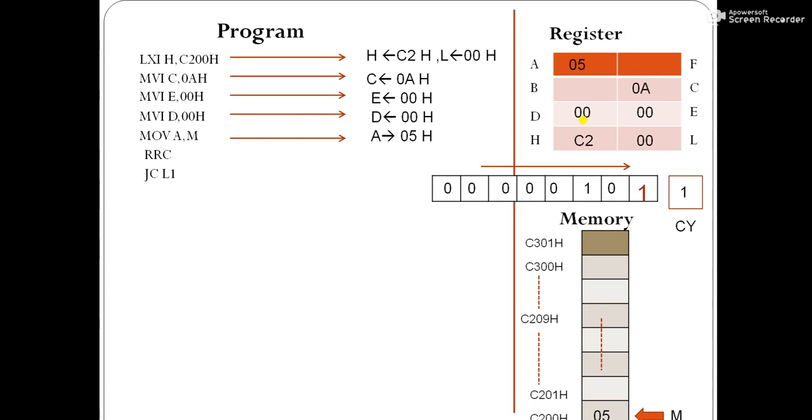So we have to increase the counter of odd numbers. We have taken register D for the odd numbers, and right now it is 0. 05 is an odd number, so the count of odd numbers is 1. Here the carry flag is 1, so we have to increase the counter, that is, increase register D by 1.